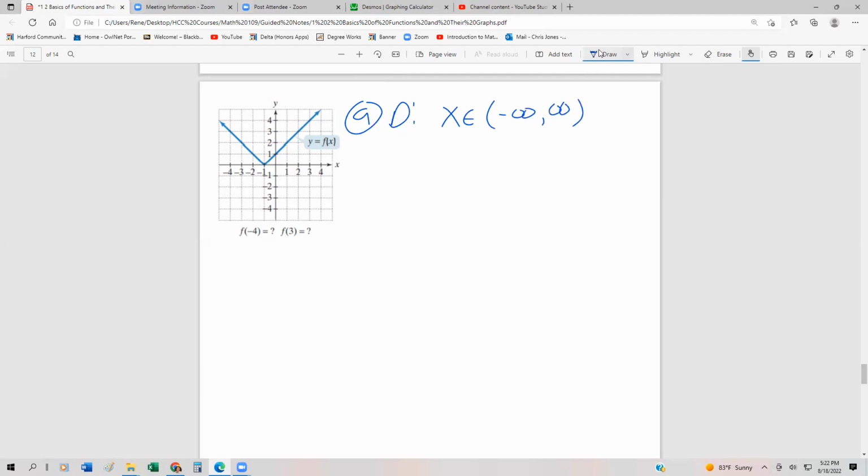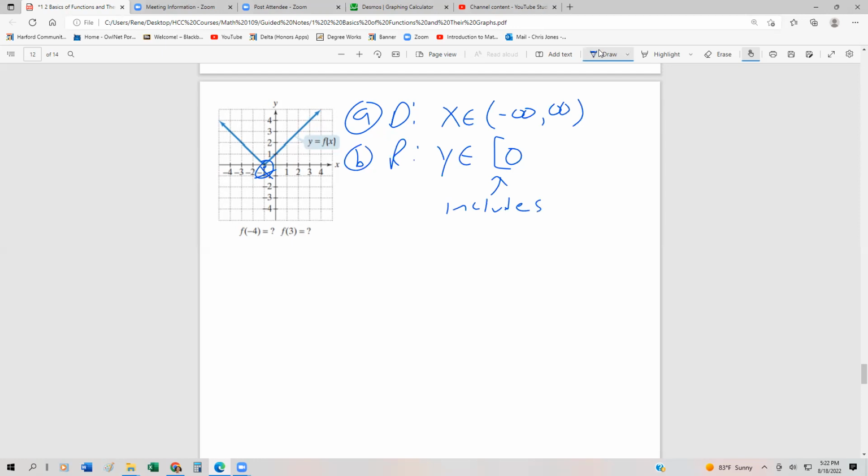Now the range, though, is not going to be all real numbers. So our range, notice the y value, the lowest possible value is going to be 0. Okay, so we're not looking at the x value, we're looking at the y value. So we're going to say y is going to be an element of 0. And notice it actually touches the axis. So remember, when you use a hard bracket, that means that it's going to include 0. Okay, so it includes 0.